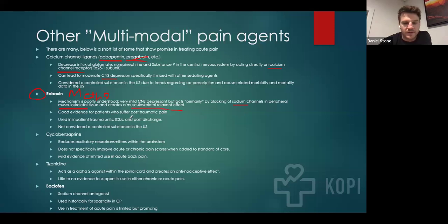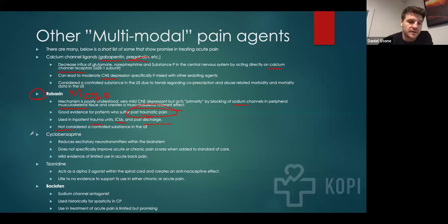There's a very good amount of evidence that actually it reduces patients who have post-traumatic brain stress. So commonly we use it in trauma units, ICUs, in patients who have bad injuries post-discharge. I really tend to like it a lot on patients who are elderly who have rib fractures. It's not considered a controlled substance in the United States.